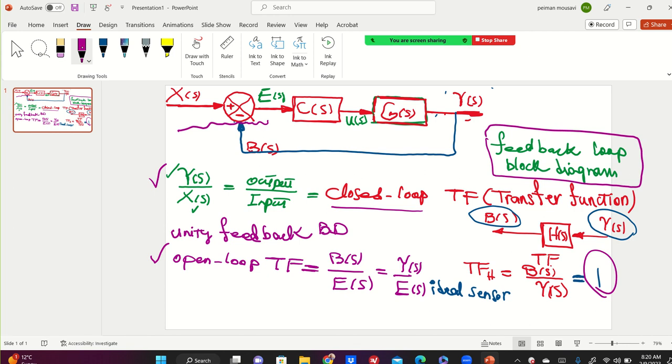We remove the sensor in unity feedback because your sensor is ideal. That's right, the gain is one. B of S is exactly Y of S. It's unity feedback. There is no sensor in the way. We removed the sensor, but it doesn't mean that the sensor doesn't exist. It means that your sensor is ideal, measuring perfectly.